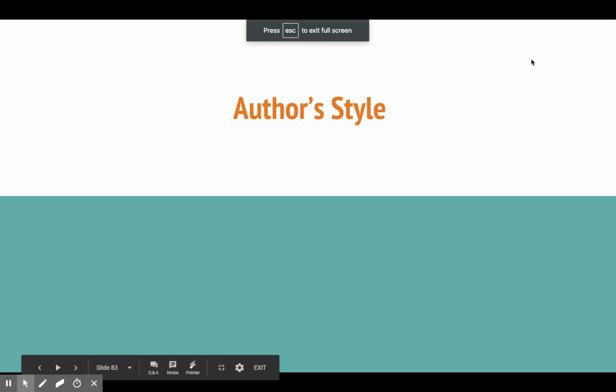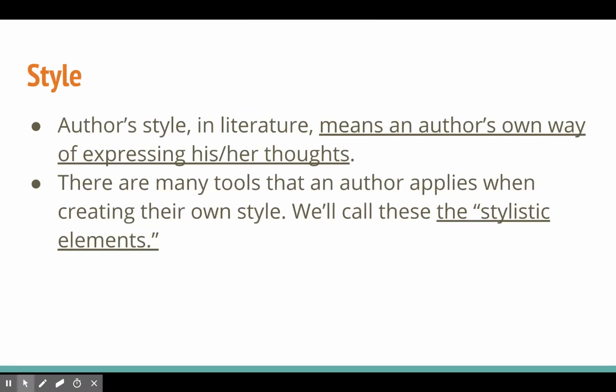We are on the last section of your Unit 1 narrative writing notes, which is author's style. Author's style in literature means an author's own way of expressing his or her thoughts. People can have similar styles. Remember, this is going to be different than voice, in which everyone had their own individual voice. With style, people can have similar styles.